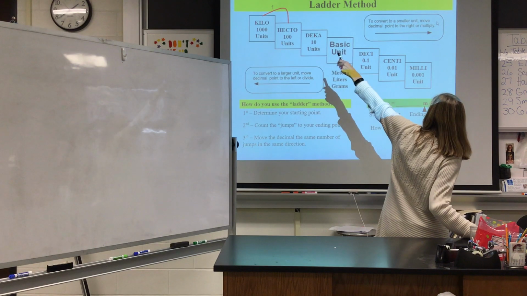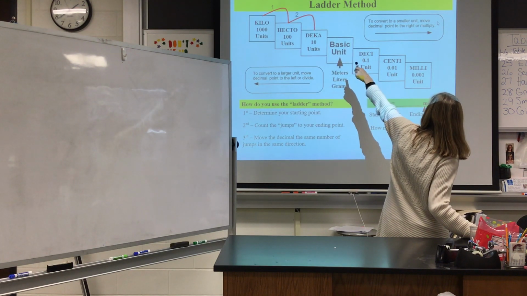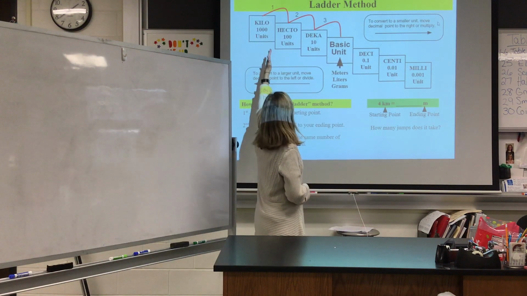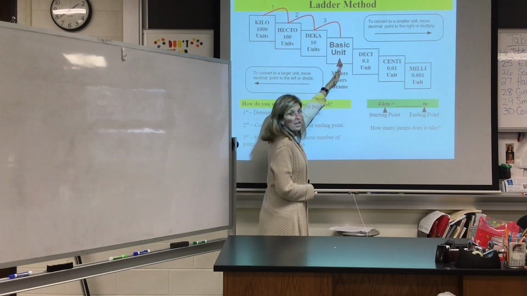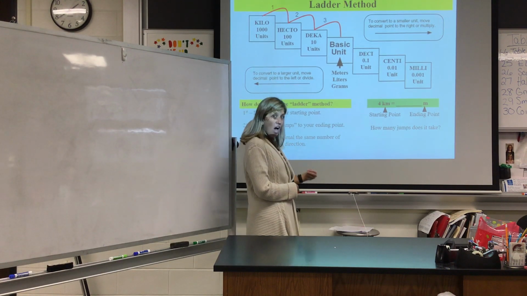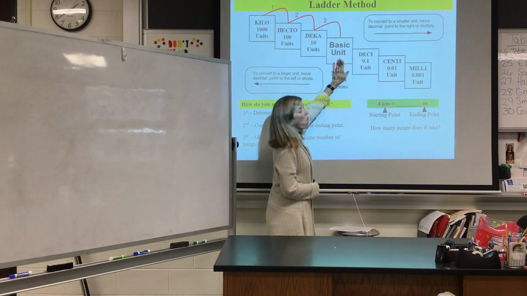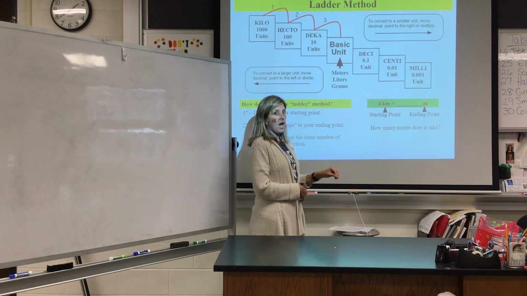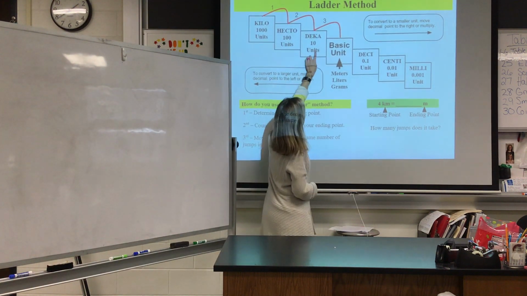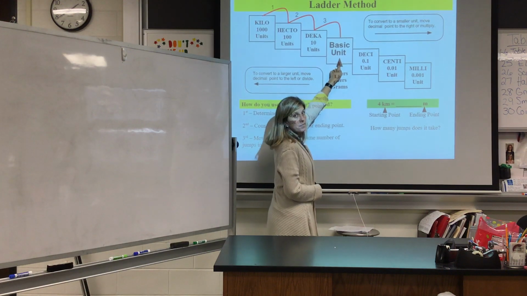1, 2, 3. So there are 3 jumps to get from here to here. You notice I don't count blocks. 1, 2, 3, 4. I don't count blocks. I count jumps. 1 jump, 2 jumps, 3 jumps.